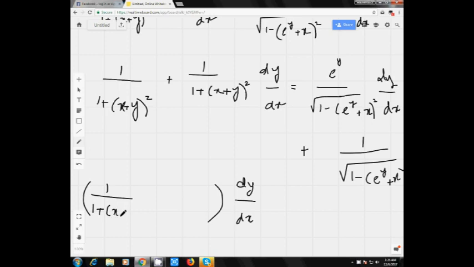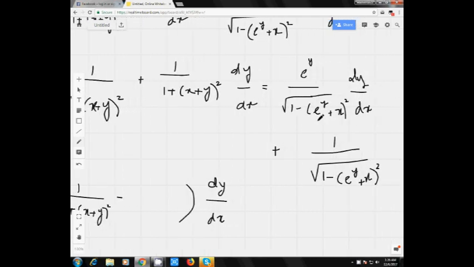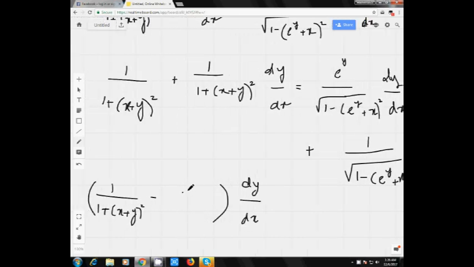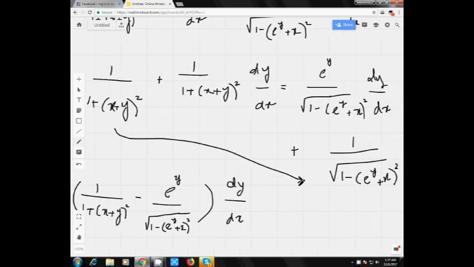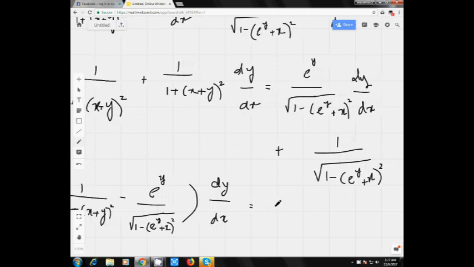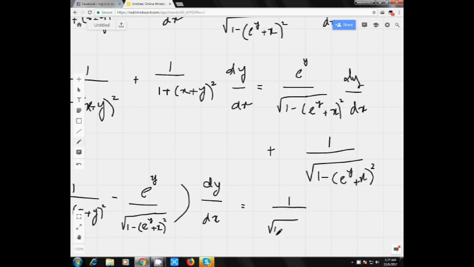1 plus (x plus y) square and minus this coefficient e raised to the power y whole divided by square root 1 minus (e raised to the power y plus x) whole square, and shift this quantity to the right hand side, and by shifting it towards right hand side you may find 1 divided by square root 1 minus (e raised to the power y plus x) square minus 1 divided by 1 plus (x plus y) square.